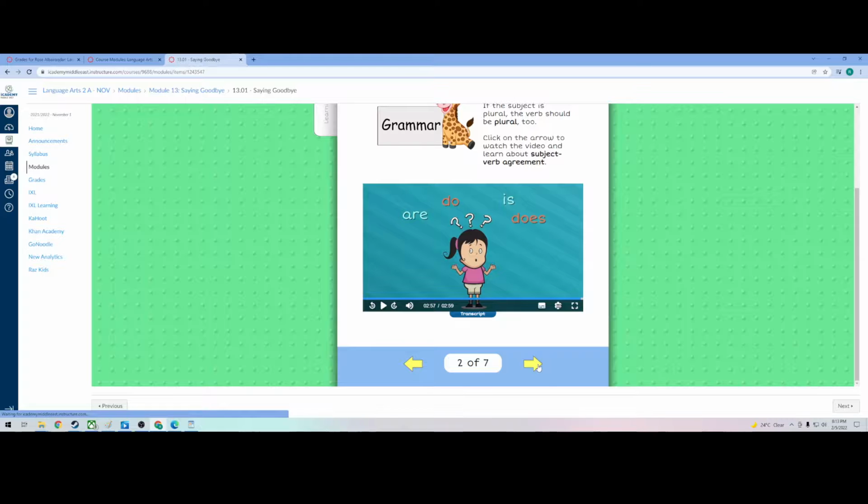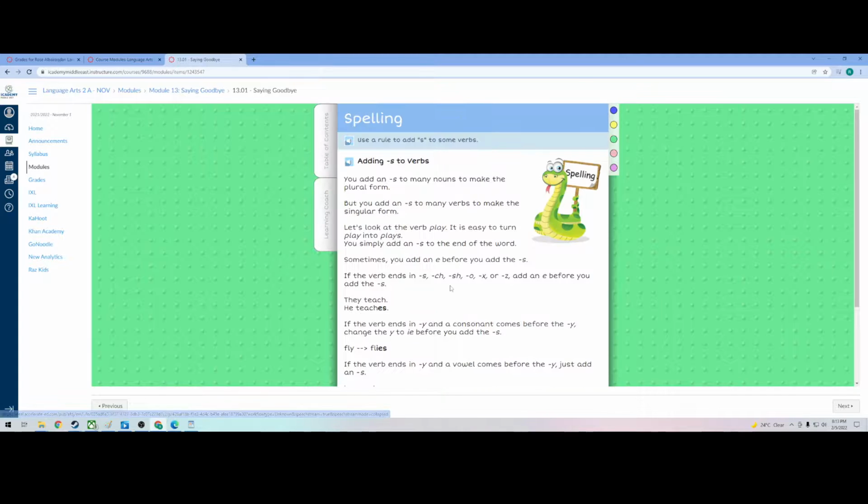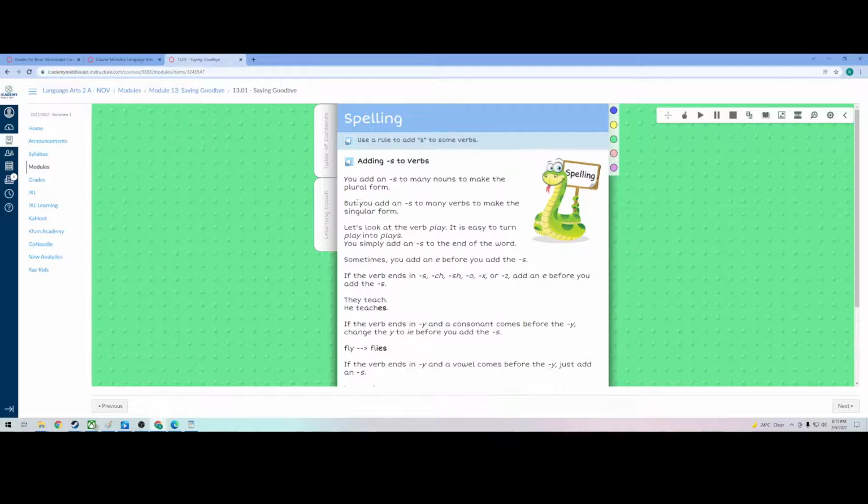Okay, let's continue. Adding S to verbs. You add an S to many nouns to make the plural form, but you add an S to many verbs to make the singular form. Let's look at the verb play. It is easy to turn play into plays. You simply add S to the end of the word. However, Rose, sometimes you add an E before you add the S. It depends on the word.